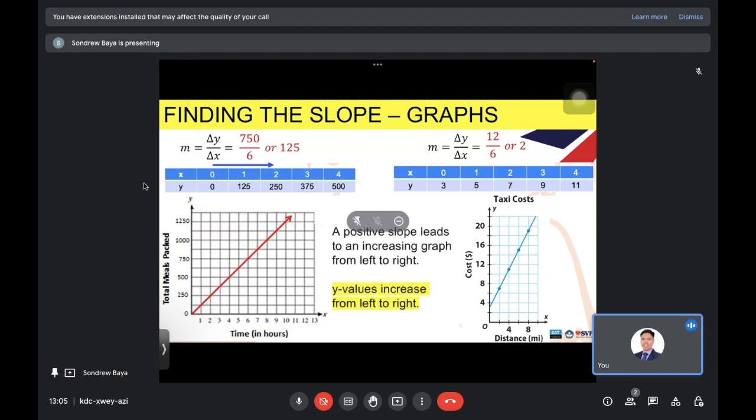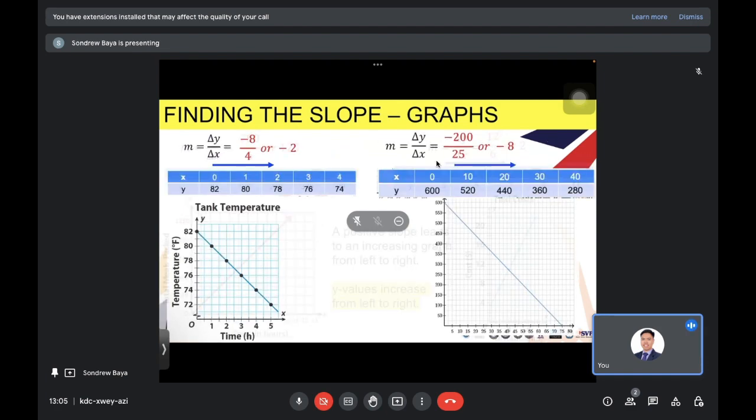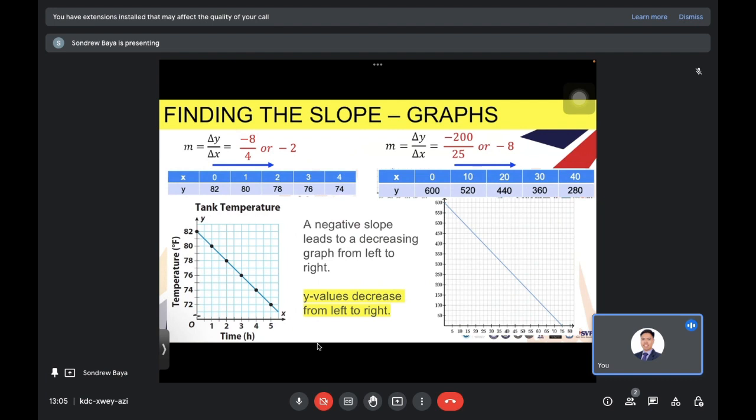However, if your slope is negative, you could actually observe that the y value decreases. And from the graph, you could see a decreasing graph. In other words, a negative slope leads to a decreasing graph. It's going down. So the y value decreases from left to right if your slope is negative. And this is actually the answer to your formative assessment, the last question.